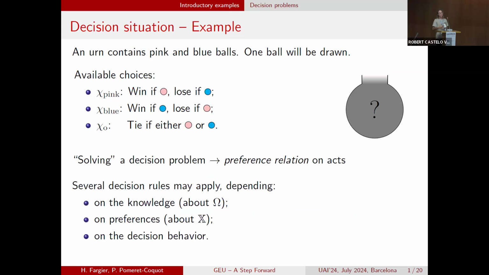Dealing with such a decision problem, what we want is to infer a preference relation on acts, which may be a total ranking, a partial ranking, even a circular relation or anything. And we have many ways to do so, because many decision rules may apply to build this preference relation, depending on the kind of knowledge we have, depending on the kind of preferences we have, and of course, depending on the decision behavior we want to model.